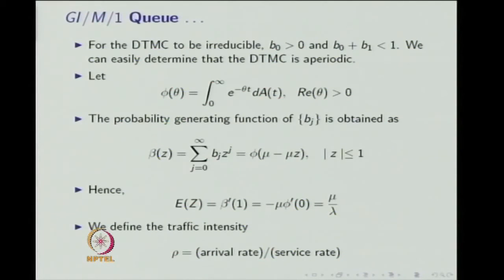Now we are finding the probability generating function for the b_j's, that is the distribution of X_n. So that is beta of z, that is the summation for j equal to 0 to infinity of b_j z^j. That you can write down in terms of the Laplace transform. So this is a Laplace-Stieltjes transform of A(t). So it is psi of mu minus mu times z.